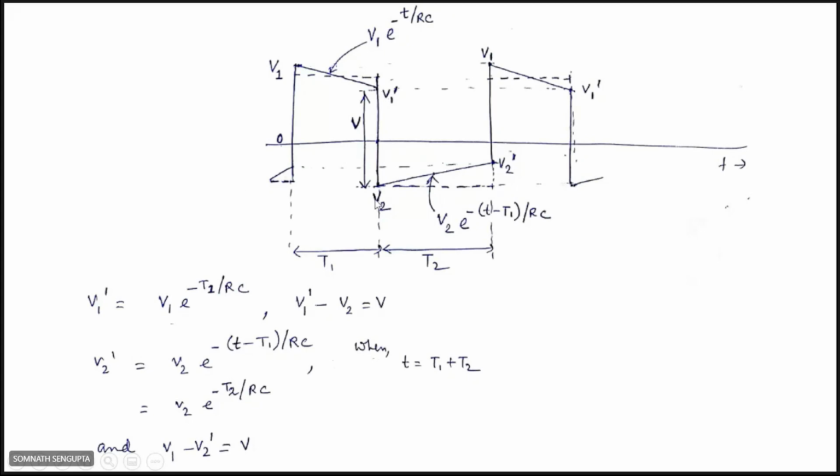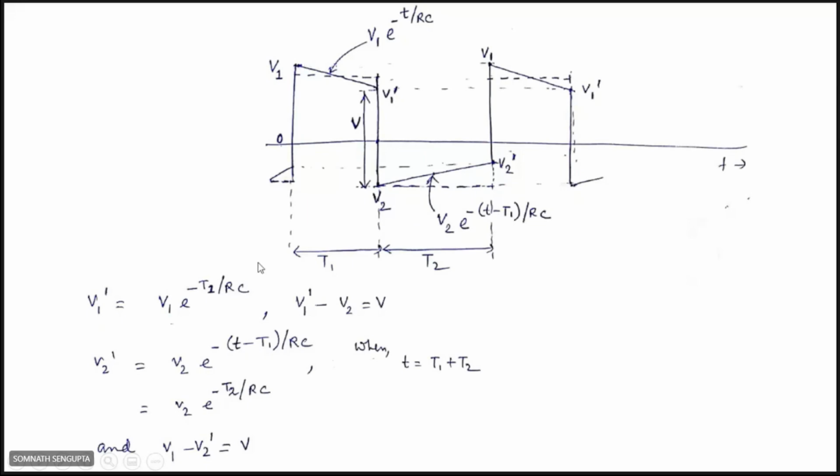Okay, at time t is equal to T1, V1 is the steady state waveform at the output. So initially, say at time t is equal to 0, although it is steady state, for analysis purpose we say that it starts from t is equal to 0. So at t is equal to 0, the initial voltage at the output is V1.